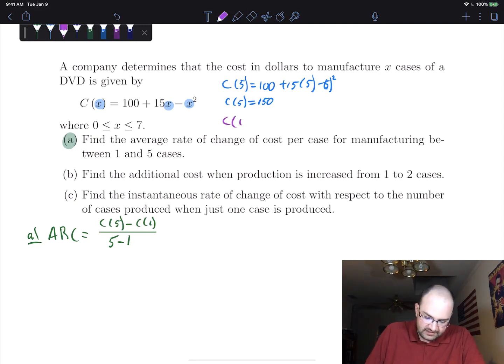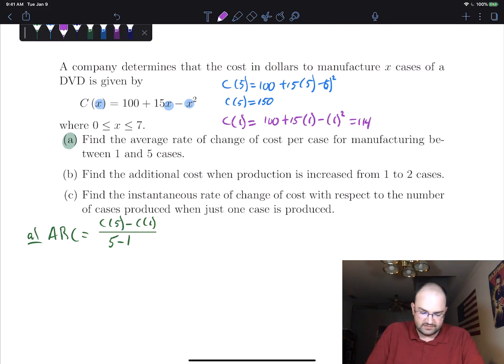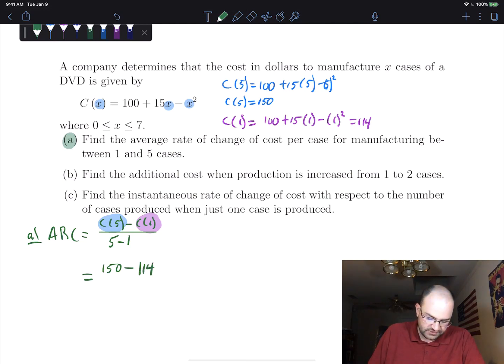Next, let's look at C of 1. So that's 100 plus 15 times 1 minus 1 squared. 15 times 1 is 15, 1 squared is 1, so 115 minus 1 is 114. Excellent. So just replace C of 1 with 114, replace C of 5 with 150, and simplify. So it gives us 150 minus 114 all over 4.